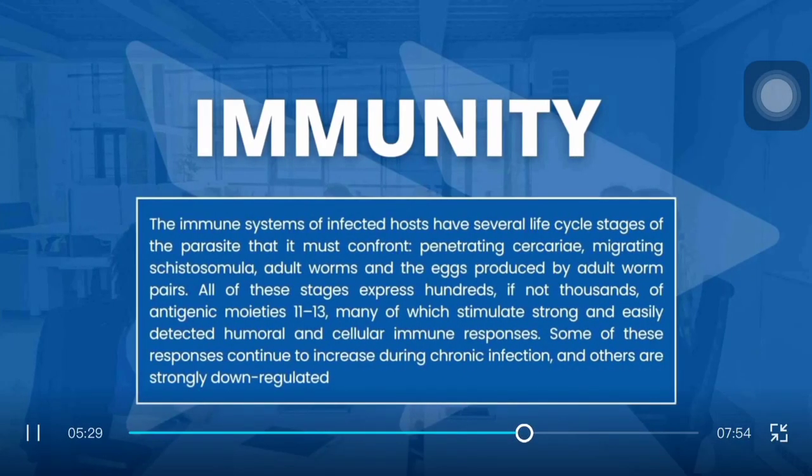So next is the immunity. The immune system of infected hosts has several life cycle stages of the parasite that it must confront: penetrating cercariae, migrating schistosomula, adult worms, and the eggs produced by adult worm pairs. All these stages express hundreds, if not thousands, of antigenic molecules, many of which stimulate strong and easily detected humoral and cellular immune responses. Some of these responses continue to increase during chronic infection and others are strongly down-regulated.